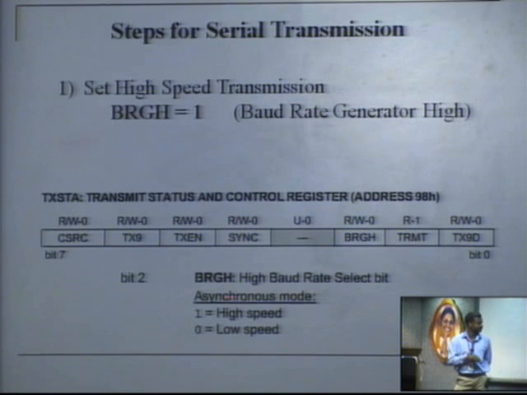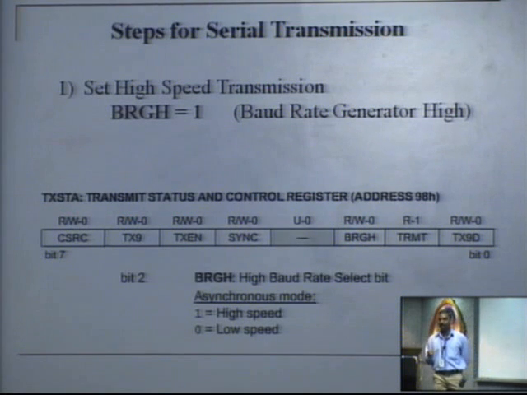So in the case of asynchronous transmission, BRGH equal to 1 means it is high speed, BRGH equal to 0 means it is low speed. And which is that bit? Bit number 2 of the TXSTA register. BRGH is the bit, and it is present in the register known as TXSTA, the transmit status and control register, whose address is 98H. BRGH is the second bit of TXSTA: this is bit 0, bit 1, bit 2.